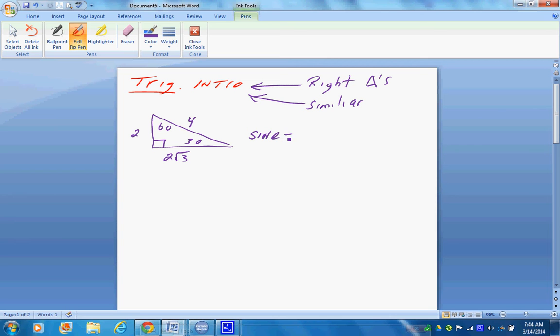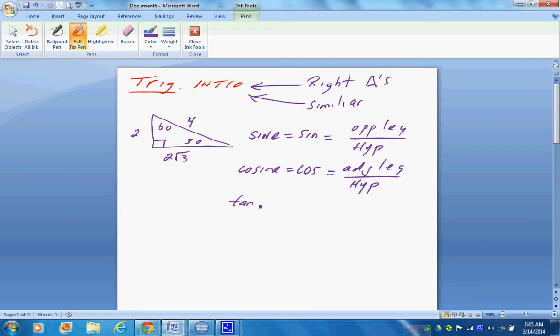The sine, which I'll abbreviate as sin, is equal to the opposite leg over the hypotenuse. The cosine, which I'll abbreviate as cos, but read as cosine, is equal to the adjacent leg over the hypotenuse. And you might be saying, what is the adjacent leg? You know what the hypotenuse is. You'll see in a minute, but it depends on what angle we're talking about.